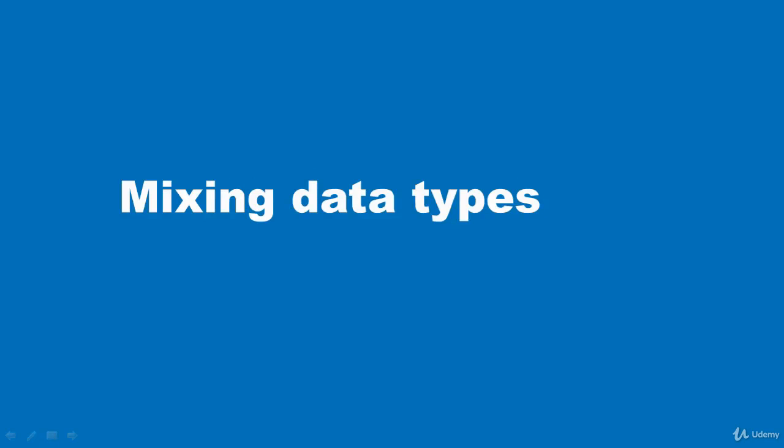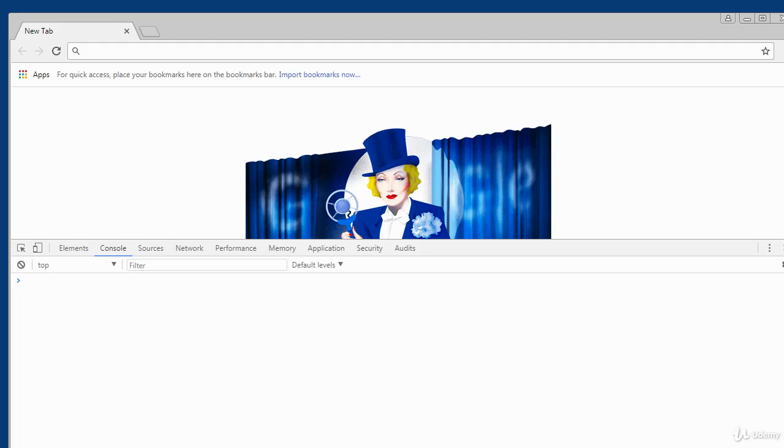Hello and welcome. In this video, I'll be showing you some basic examples of how you can mix data types. When you are creating certain variables or objects in JavaScript, you can mix the data type. For example, in an array, you can have an array that contains a string and also a number.